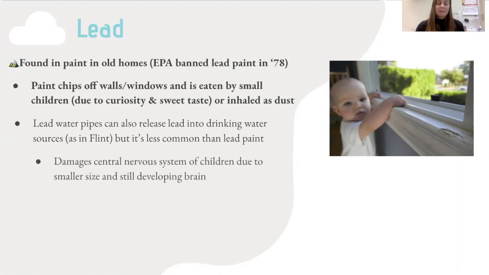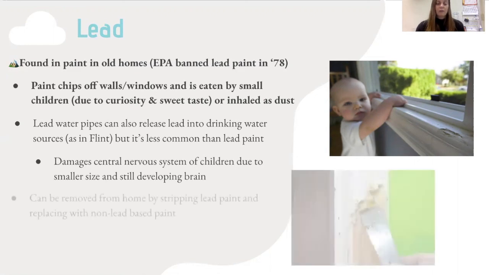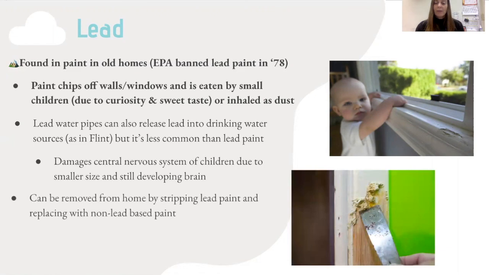Either way, lead damages the central nervous system of children more significantly than adults because of their smaller size and their still developing brain. We can remove lead from homes by safely stripping lead paint, wearing a respirator while doing so, and replacing it with non-lead based paint. And then the cities can replace lead water pipes with copper water pipes, and that alleviates the water issue.